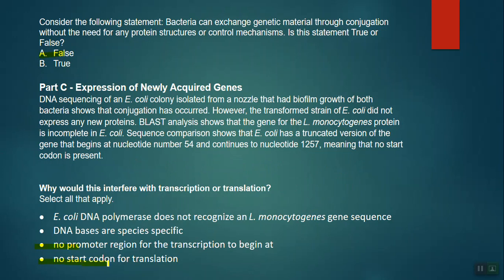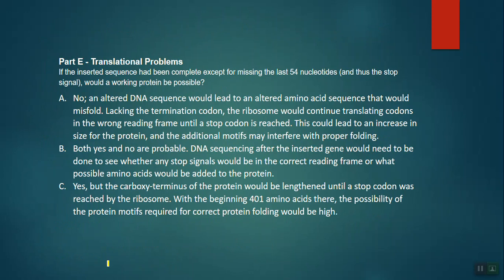The DNA polymerase does not recognize an L. monocytogenes sequence. That's not true because DNA polymerase recognizes A's, T's, C's, and G's, and as long as this genetic information, which they all do, has A's, T's, C's, and G's, it is going to recognize it. DNA bases are species specific. That is not true. Those A's, T's, C's, and G's that we're talking about in bacteria are also found in you, which are also found in your plant outdoors, which are also found in the mosquitoes and every living organism on this planet. We all come from those same 4 nucleotides. The only difference between us and the mosquito, or us and the bacteria, is the number of base pairs that we have, and also the arrangement of those A's, T's, C's, and G's on our genome.